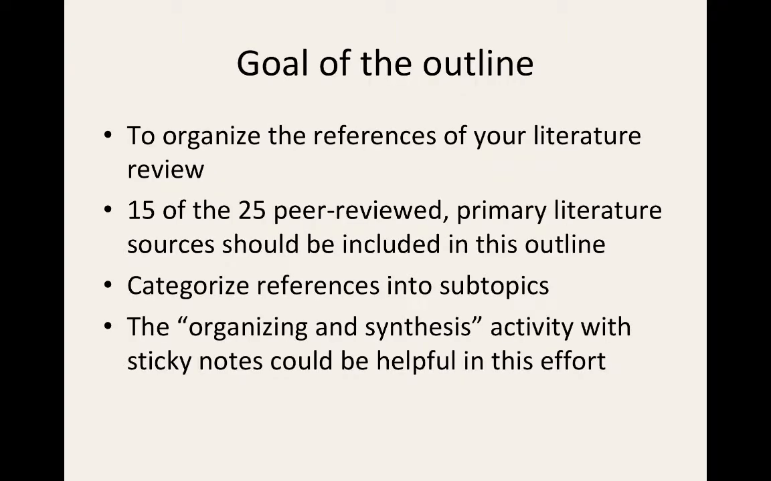The goal of the outline is to organize the references of your literature review. We are expecting that 15 of the 25 peer-reviewed primary literature sources should be included in this outline. We also expect that you should categorize the references into subtopics. As I showed you in the synthesis activity, you will often find subtopics related to your topic, and organizing along those subtopics is an important part of making a clear, well-written literature review.